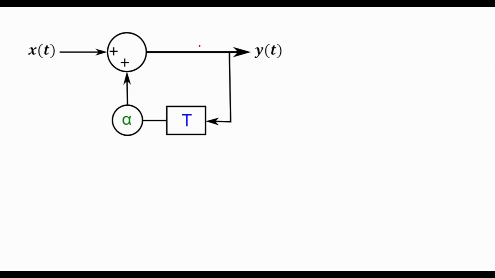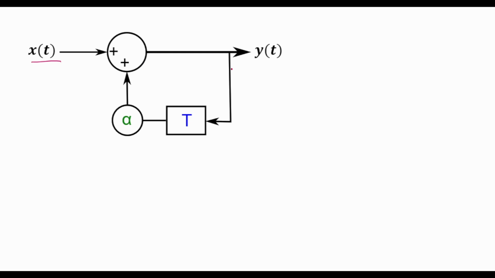Welcome to another lecture on signals and systems. In today's lecture, we'll be finding the impulse response of this feedback system. This is a feedback system where y of t is delayed by T, then multiplied with a constant alpha, and then added with the input to give the output at the next instance of time.